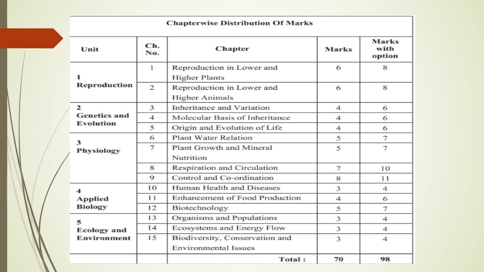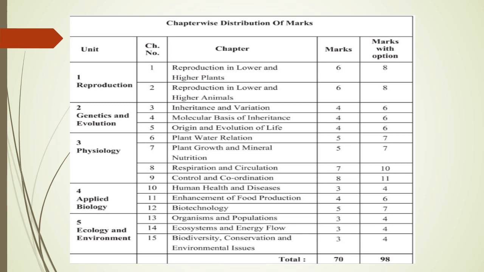The 7th one is plant growth and mineral nutrition, 5 marks only, and 2 marks again with option. So these 2 marks will be additional, which will be in the option. So if you look at the grand total, you will find that the marks with option are 98. So we are going to draw out the question paper for 98 marks and you are expected to write about it for 70 marks only.